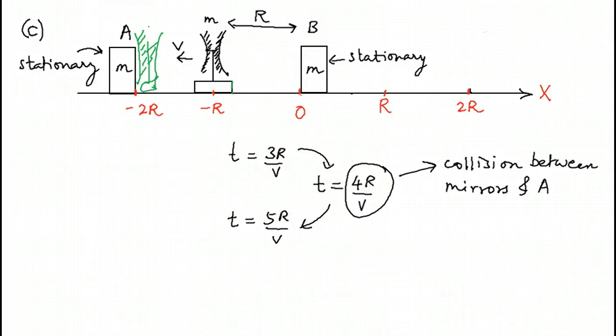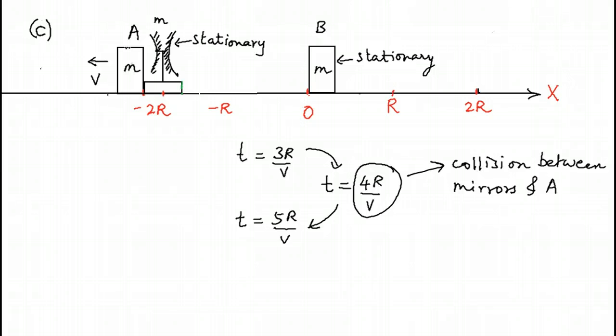and after the collision is over, the mirror stand system would then become stationary because A was stationary before the collision, and likewise after the collision A, instead of remaining stationary, would acquire the velocity of the mirror stand system, namely v, towards the left. And that is the situation that has been shown in this figure. It is the situation just after the collision which occurred at t equal to 4r upon v.